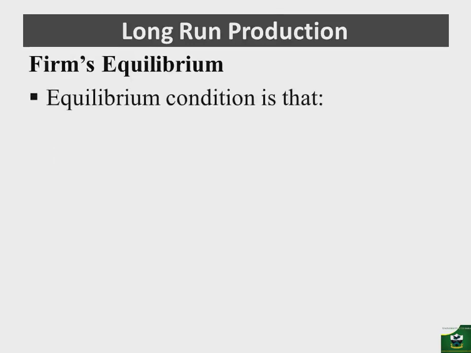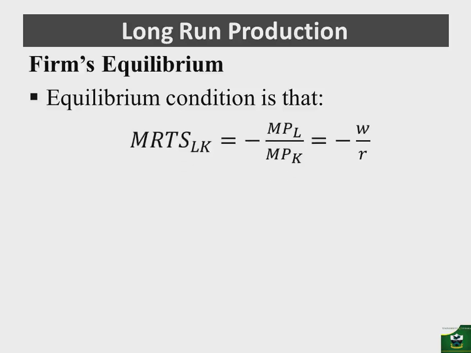So with that then, the equilibrium condition is that the marginal rate of technical substitution of labor for capital, which is the negative of the marginal product of labor divided by the marginal product of capital, must be equal to the negative of the factor price ratios. Simplified, it means that the marginal product of labor divided by the marginal product of capital must be equal to the factor price ratios.